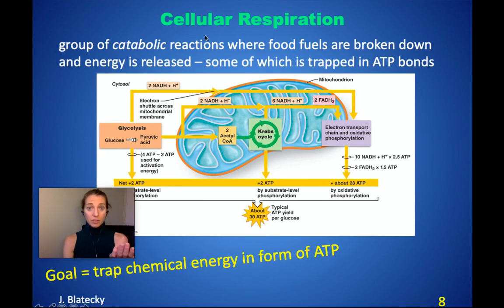And so to define this, again, this is going to be a group of catabolic reactions, so breaking down those food fuels, breaking down glucose in this case, breaking down triglycerides, or breaking down amino acids as best we can to trap that energy in the form of ATP. So that is very much the ultimate goal of cell respiration, is trapping chemical energy in the form of ATP so that we can then use that to drive work.